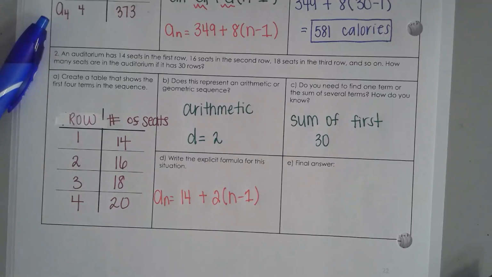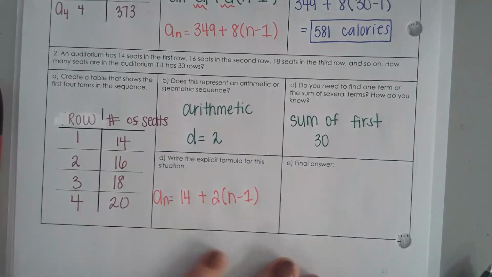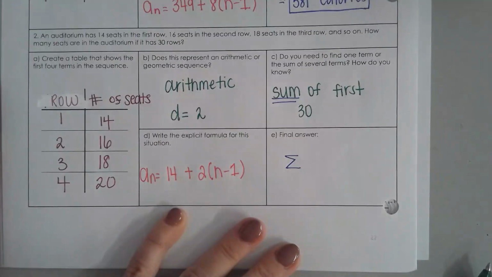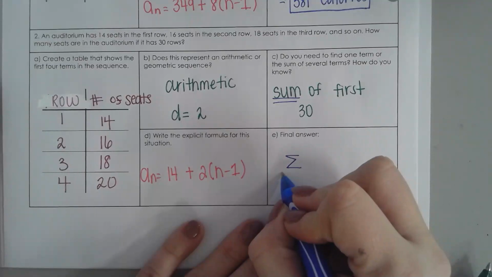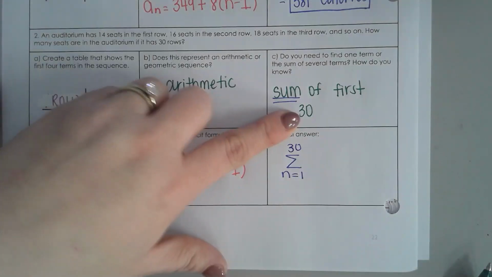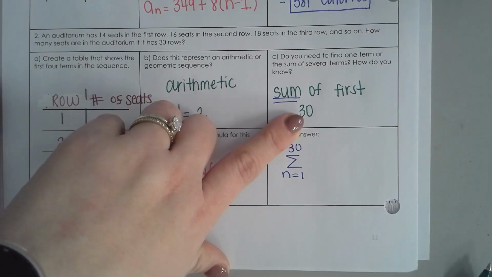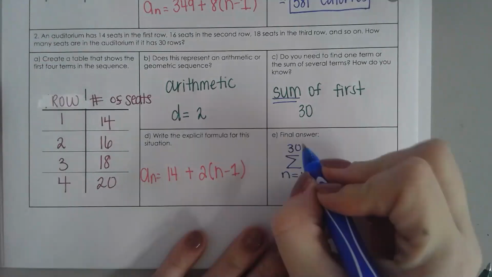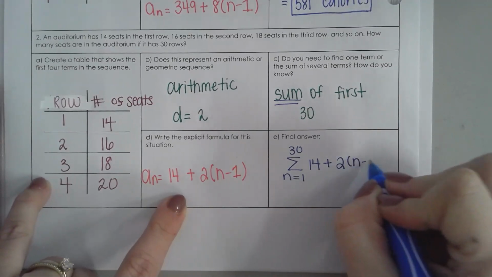Now our final answer we need to do is to actually find the sum of the first 30. So sum means I need sigma. What goes on the bottom? n equals 1. What number goes on the top? 30. And again, am I doing the first 30? Figure out how many seats are in the auditorium. That's how many rows are in the auditorium, yeah. It stops at 30, so I'm not going to keep adding past that. And then we do 14 plus 2 times n minus 1.